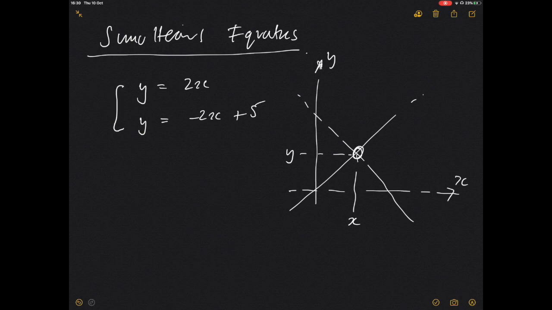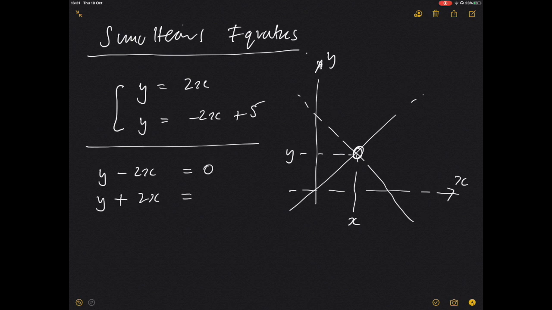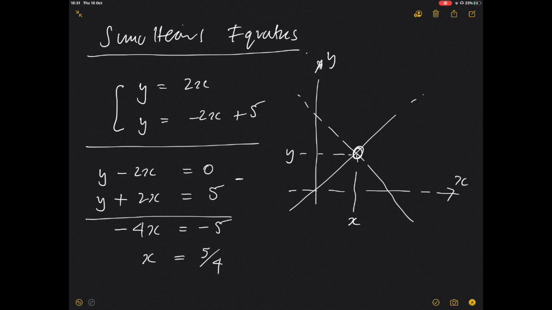So what we can do is reorganize these equations a little bit to say y minus 2x equals 0 and y plus 2x equals 5. We could subtract these two equations from each other to get the y's to disappear. So we have minus 4x equals minus 5, and we could then say that x equals 5 over 4, which equals 1.25.